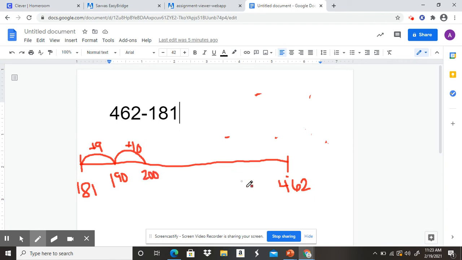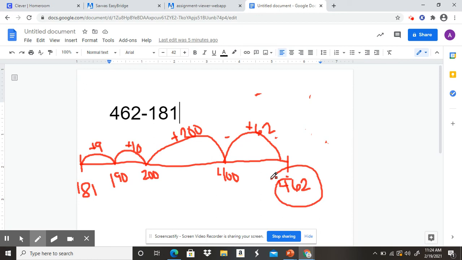I need to get from 200 to 462, so I'm going to hop 200, and when I take 200 plus 200, it gives me 400. Now I'm at 400, I'm going to hop 62, because guess what that's going to get me to? It's going to get me to my end answer at 462.